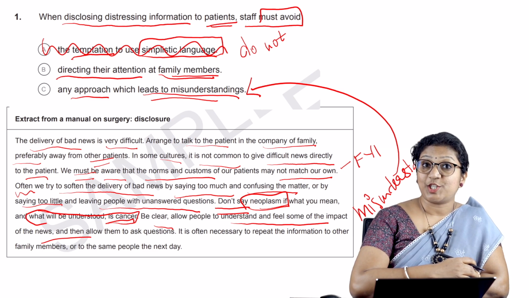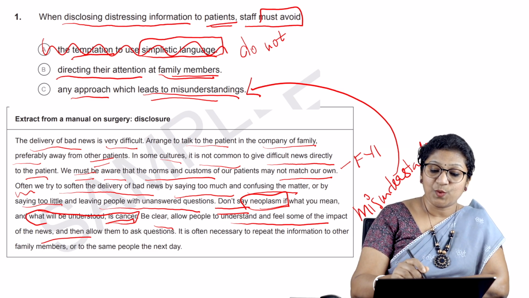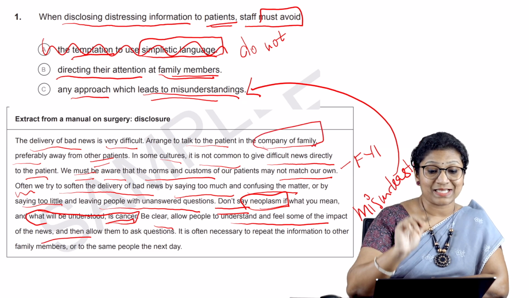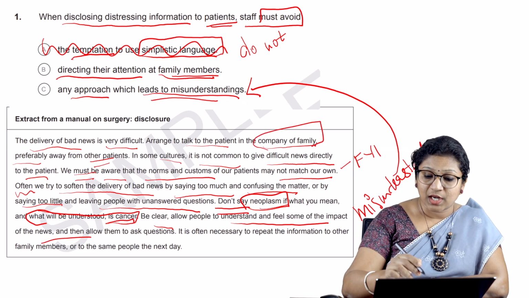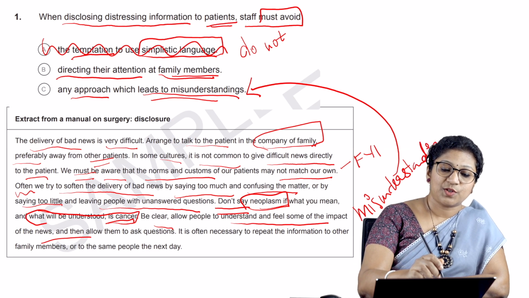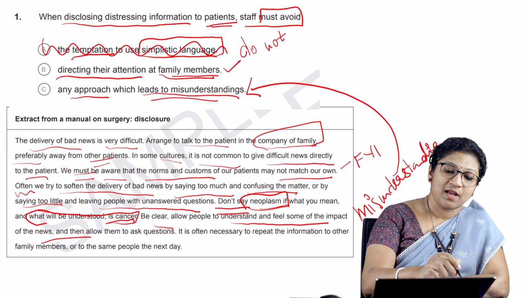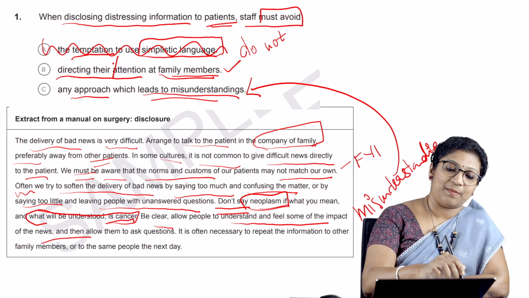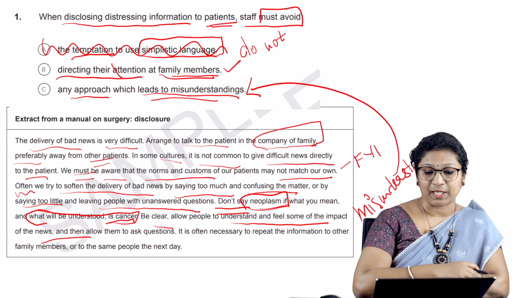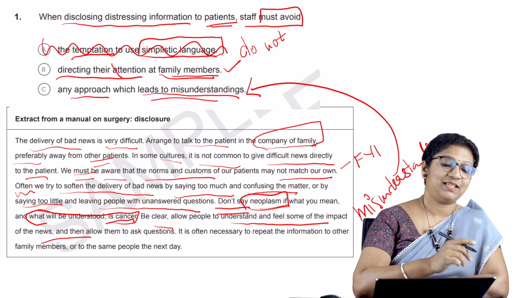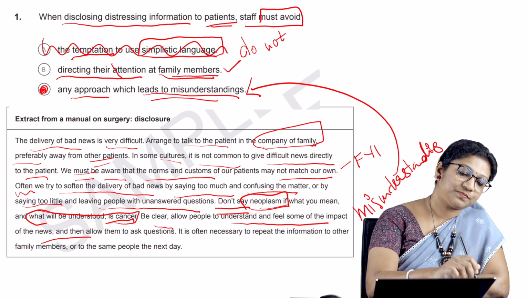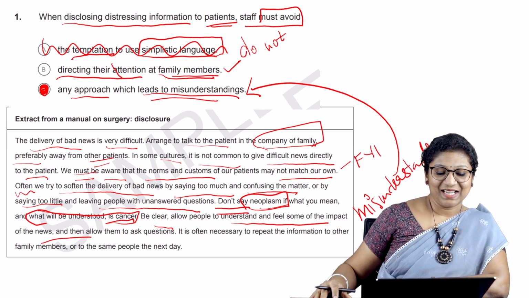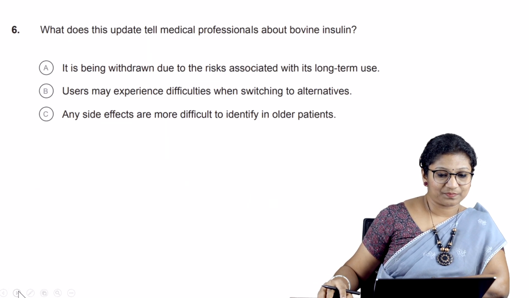Now, directing attention at family members, it says you have to speak in the company of family members, but it doesn't say you have to focus on family members. So, there is a mention of family members, but there is no mention of attention on family members. So, we can eliminate B. So, the right answer here is option C. Wasn't that simple? Let's look at one more.